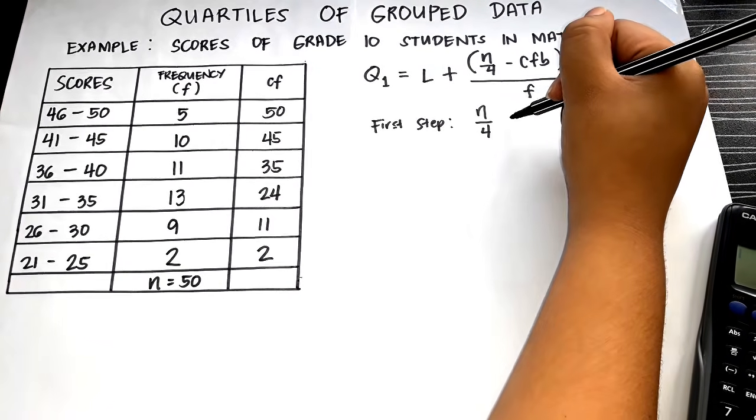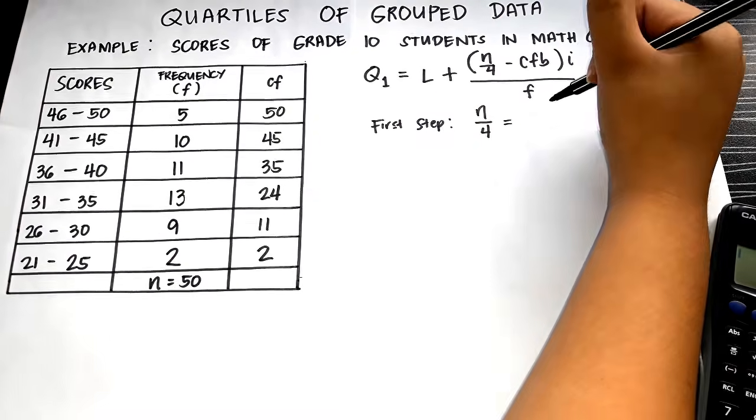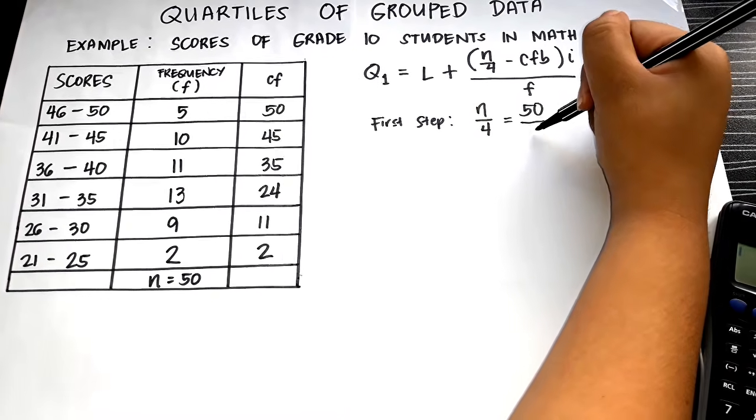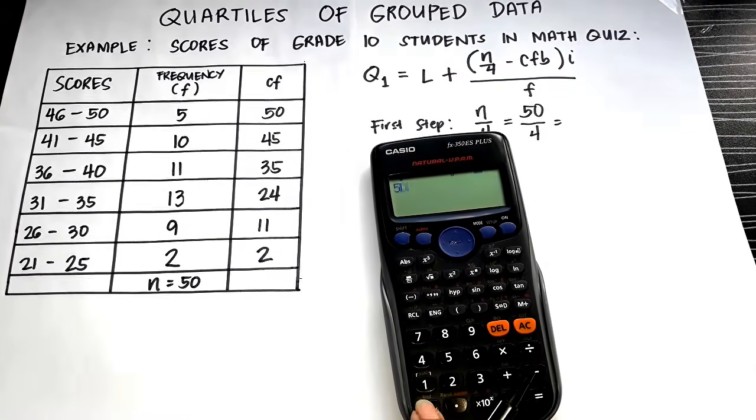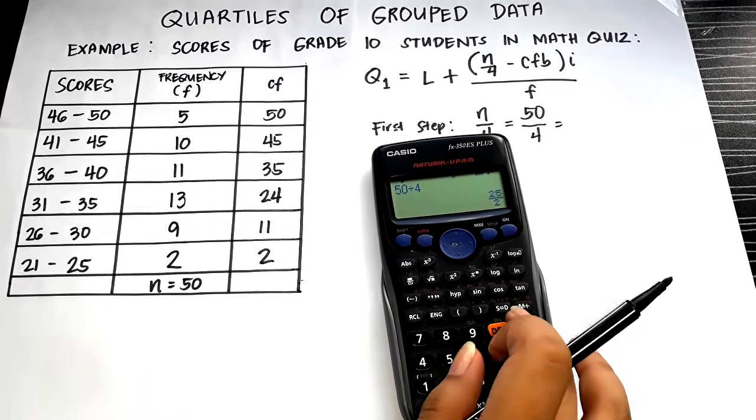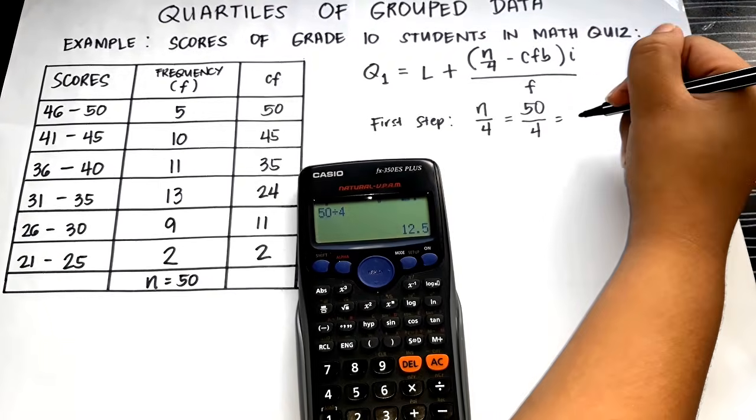So, N over 4, again, N is equal to 50 over 4, that is equal to 50 divided by 4 is equal to 12.5.